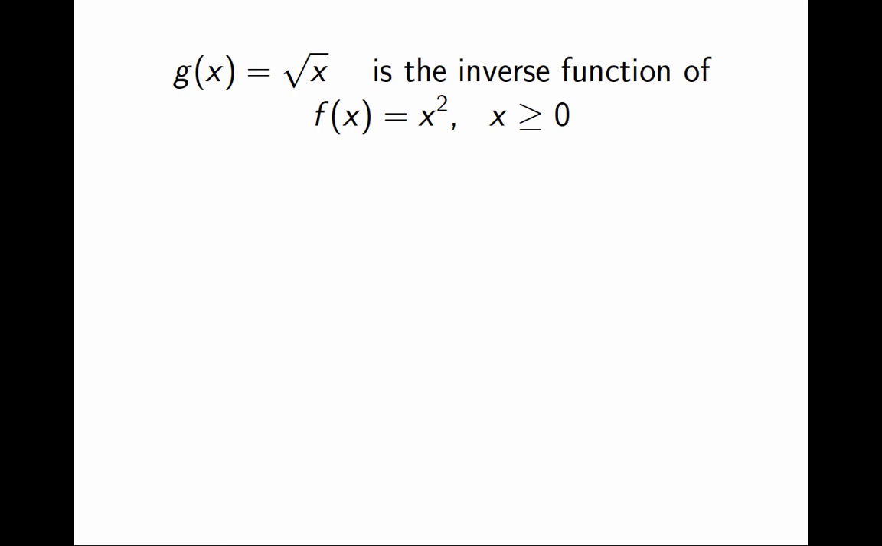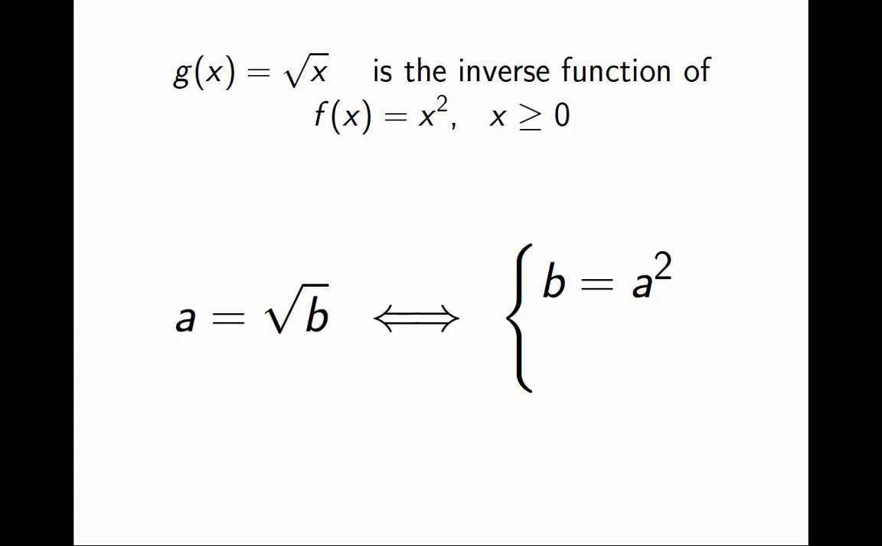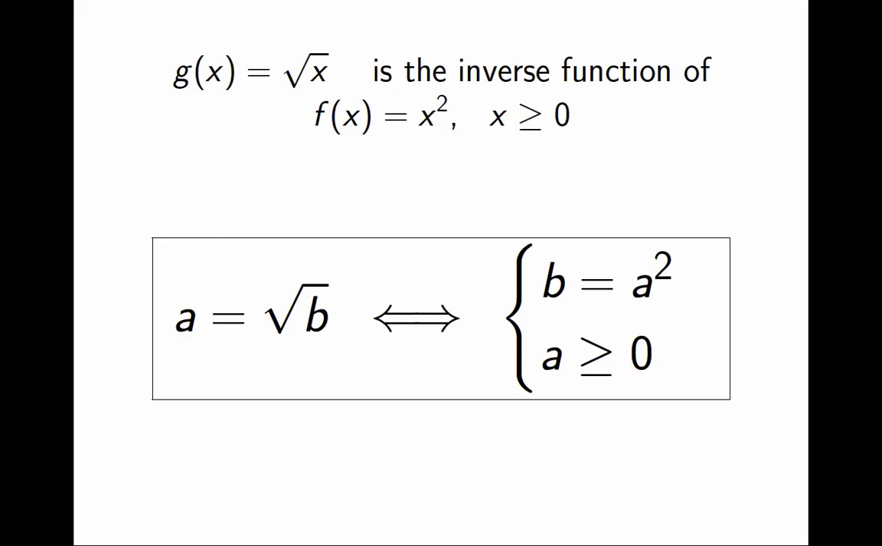Equivalently, saying that a number a is the square root of a number b means that b is a squared. If I were to stop here, it could mean that f and g were inverses of each other, which they are not. And also that a is positive or 0.